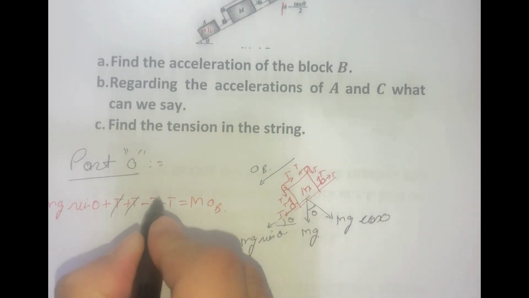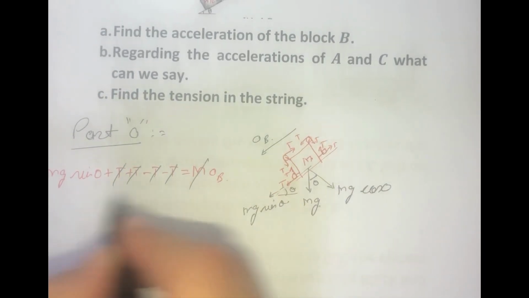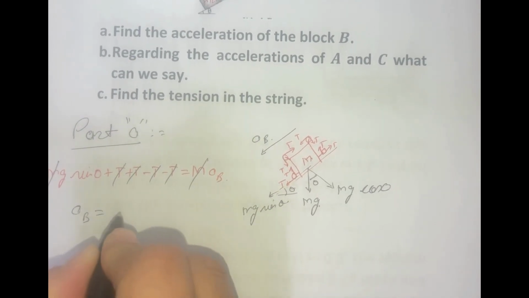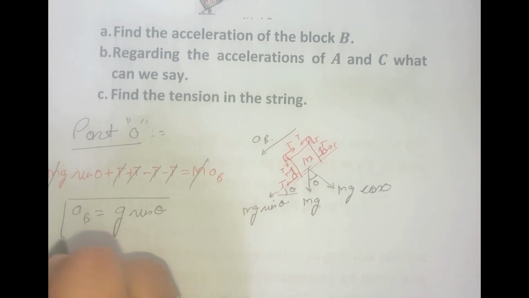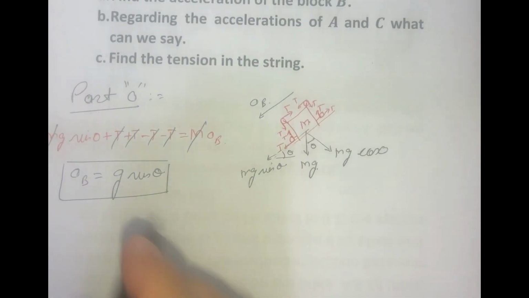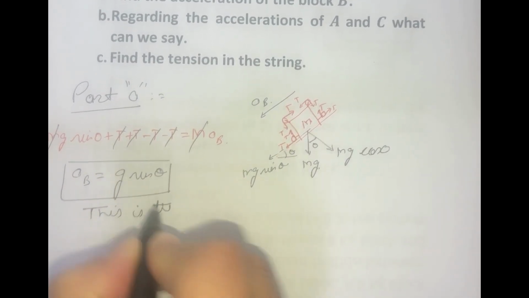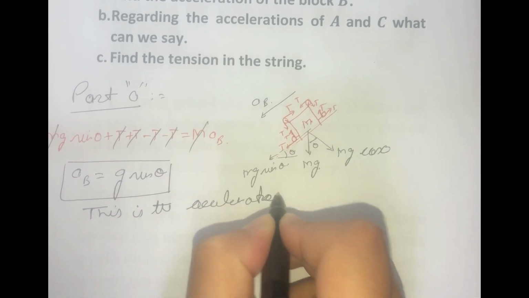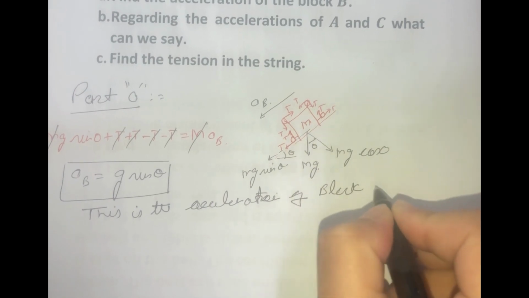So these tensions cancel out, and the mass also cancels out, so we get the acceleration of block B is equal to g sin theta. So this is the acceleration of block B.